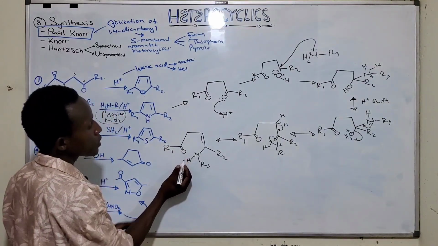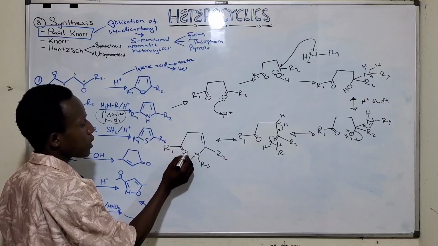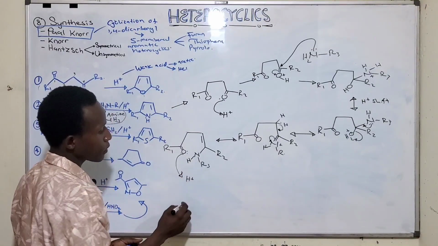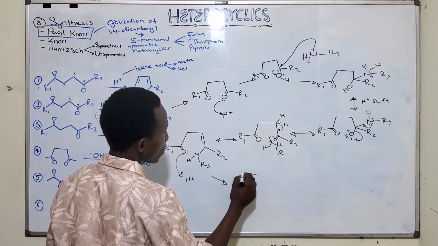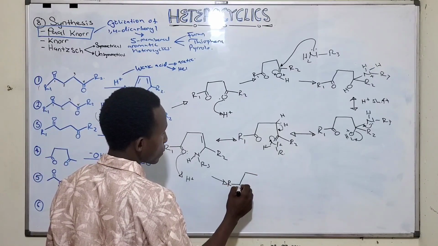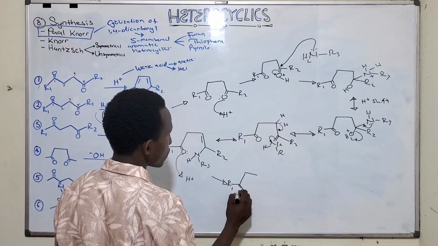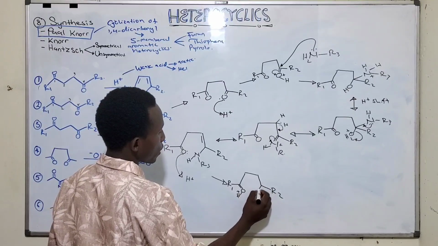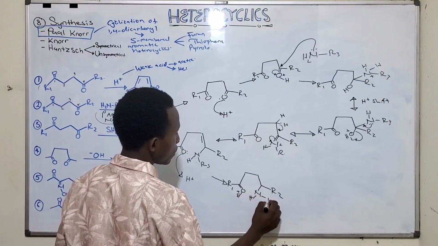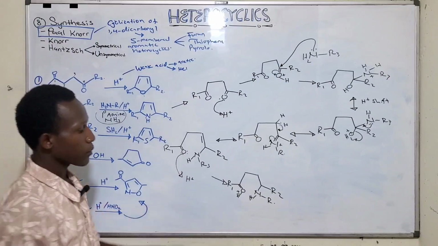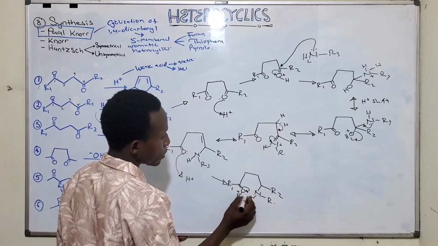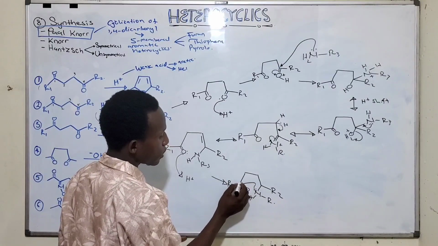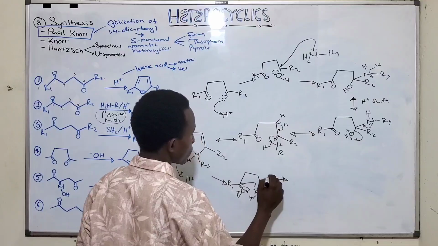Remember, this oxygen is electronegative, and it will attack a proton. As it attacks the proton, we shall have this: R1, O with hydrogen, it's plus now, R2, then we're having N, H, and R. So it will try to stabilize by pulling electrons towards itself, creating a carbocation. This nitrogen will attack the carbocation. So we shall have that.